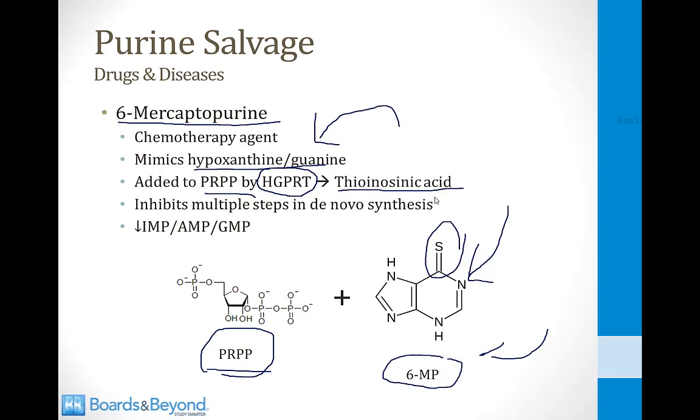And you can basically think of thioinosinic acid as a mutant nucleotide. It's got the structure of a nucleotide, but it doesn't serve any function inside the cell. So it will get incorporated into multiple steps of purine and DNA synthesis, and as a result, you will have decreased levels of IMP, AMP, and GMP, all because the 6-mercaptopurine mimicked the structure of guanine and hypoxanthine.